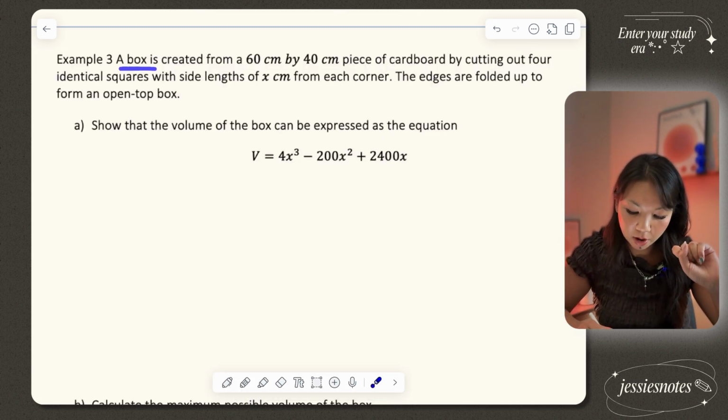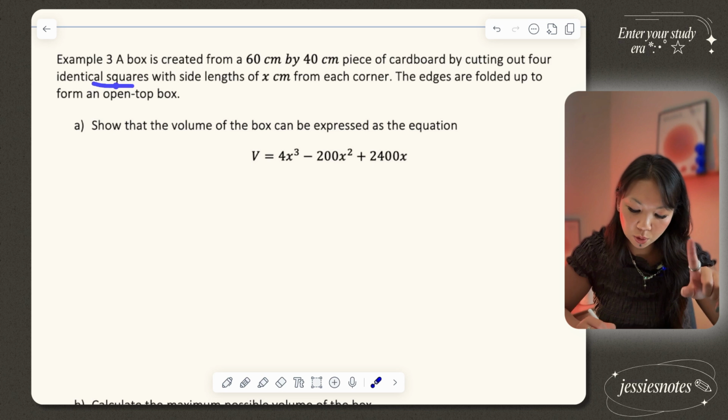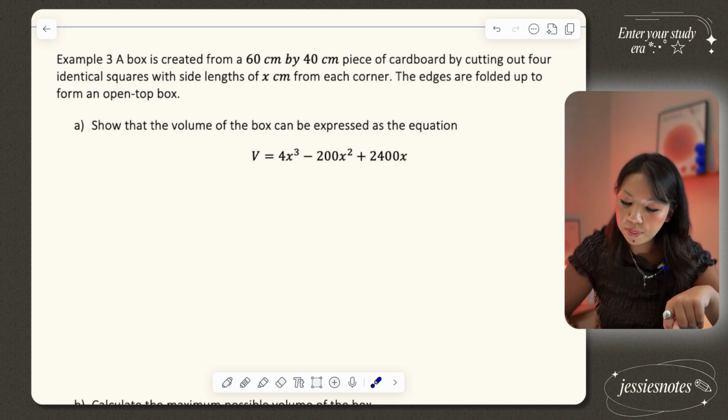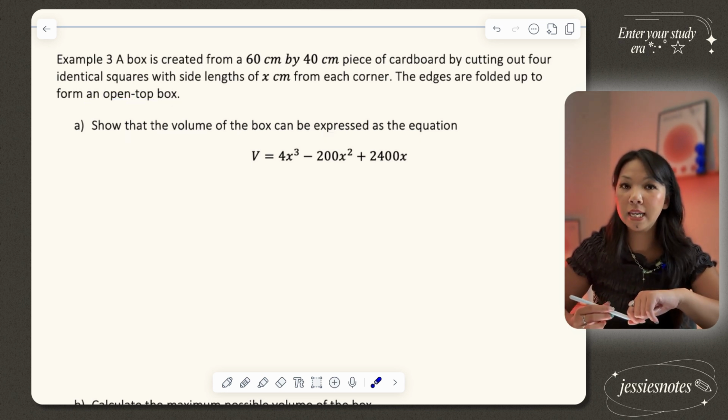Example 3. A box is created from a 60 centimeter by 40 centimeter piece of cardboard by cutting out 4 identical squares with side lengths of x centimeters from each corner. The edges are then folded up to form an open top box. Show that the volume of the box can be expressed as the following equation.